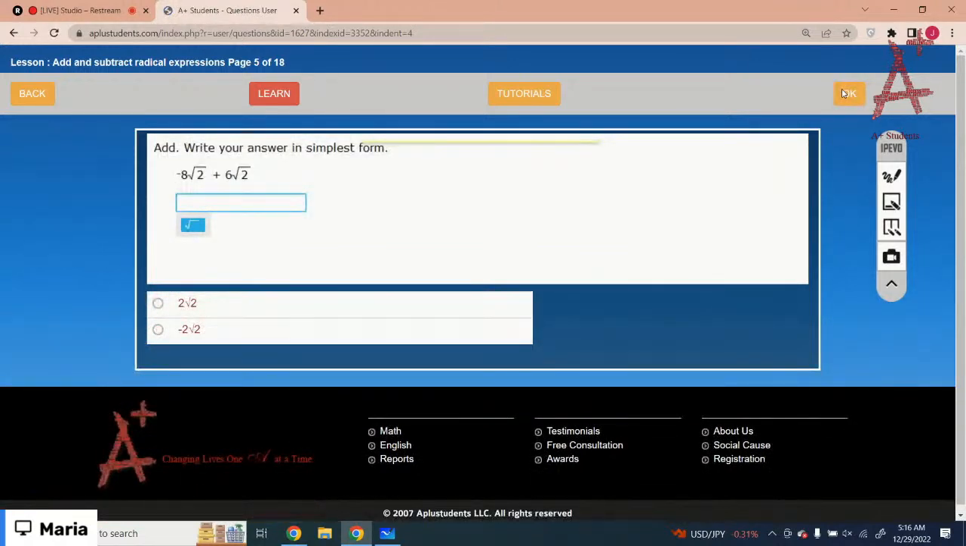Okay, the next one is which of the options is the correct one. You can take out square root 2 common. Then you have to do negative 8 plus 6. So negative 8 plus 6 is negative 2. Got it? It would be negative 2 square root 2. Got it? So just select the correct option, then click on the OK button.